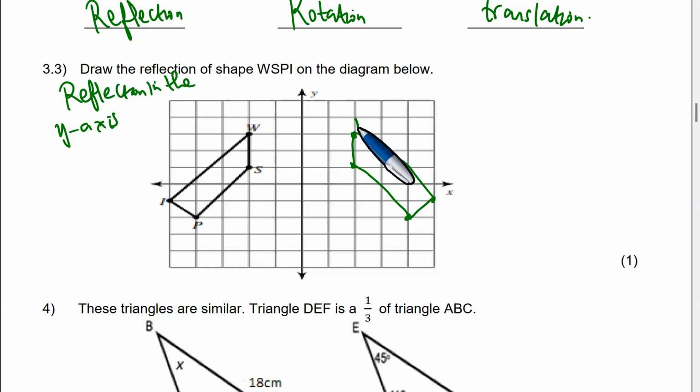In which case, therefore, you're going to have W primed, S primed, P primed, I primed. So that will sort of be the shape you're going to get if you look at the reflection in the y-axis, or a reflection about the y-axis. Next.